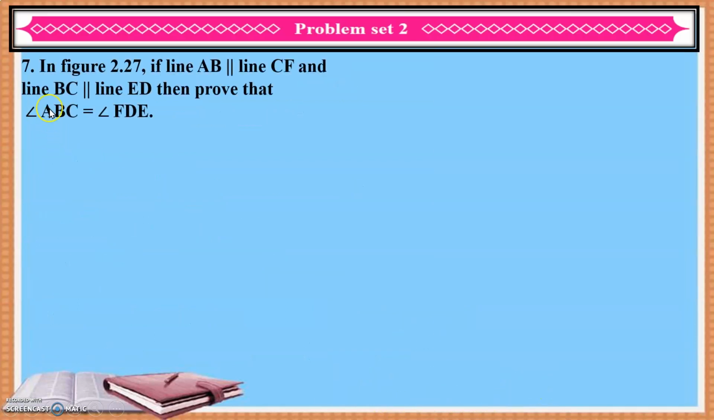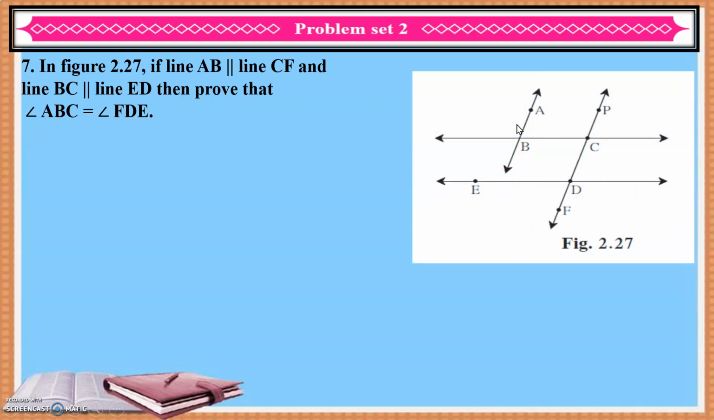That is the 7th question. In figure 2.27, if line AB is parallel to line CF and line BC is parallel to ED, then prove that angle ABC is equal to angle FDE. Let's have the figure. Okay, let's write what is given. These two statements are given. So we have written line AB parallel to CF and line BC parallel to ED.